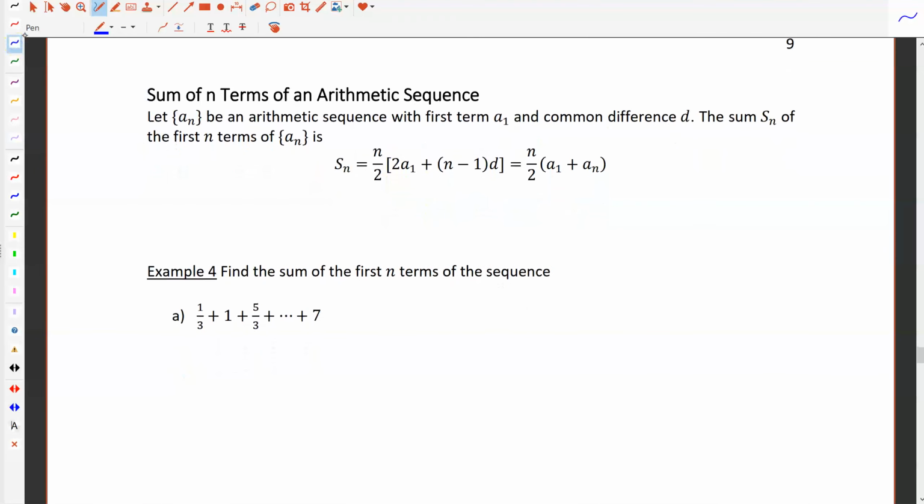All right, so the last little bit that we're going to look at in this section is how to sum a certain number of terms in our arithmetic sequence. And as a reminder, when you sum a bunch of terms in a sequence, that is referred to as a series.